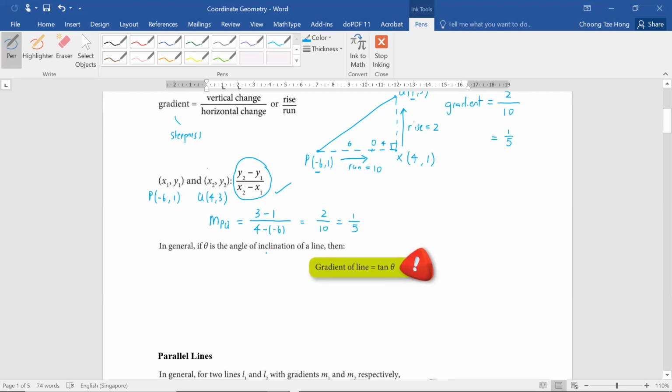The next one, the concept that we seldom talk about. In general, if theta is the angle of inclination of a line, then the gradient of a line is tangent theta. So what does this mean? We'll use the same 2 points, P over here, and then Q over here. So Q is 4, 3. Basically what they say is that if you draw a horizontal line over here, and this angle of inclination is theta, then tangent theta will give us the gradient also.